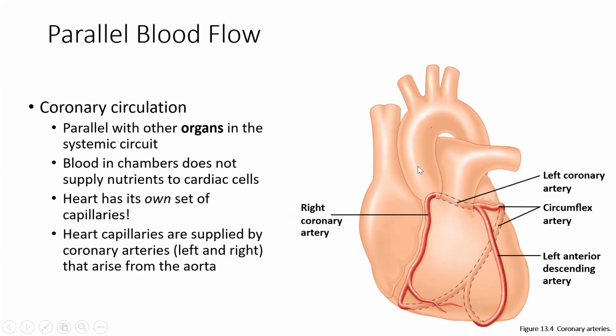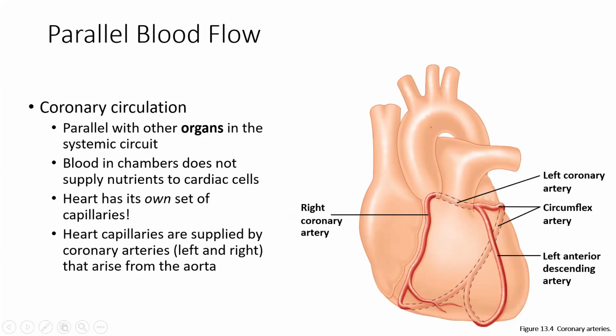So here we have the aorta, which leaves the left ventricle. And branching from the aorta, we have the right coronary artery supplying the right side of the heart and the left coronary artery supplying the left side of the heart. And these vessels run on the outside of the heart muscle itself and actually feed the heart muscle with oxygen and nutrients. So the heart essentially has its own set of capillaries, and it takes the very first blood coming out from the very first vessel.